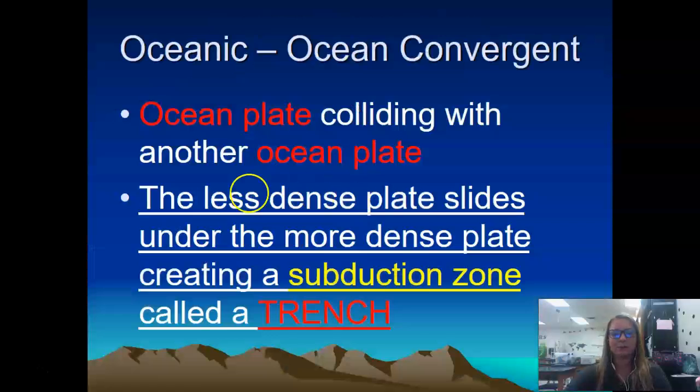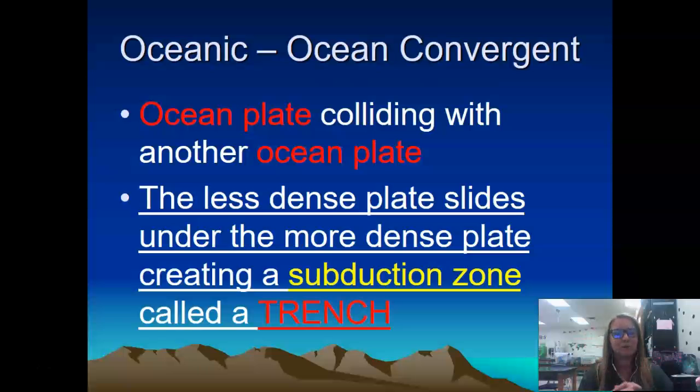I'm going to skip over that picture. The next plate boundary, or the next combination we can have with our convergent boundary, is what we call an oceanic convergent boundary. It's when two ocean plates collide with one another. So dense oceanic plates collide, and as a result, since they're both really dense, they both almost subduct down, and they create a really deep impression on the ocean floor, and this is called a trench.